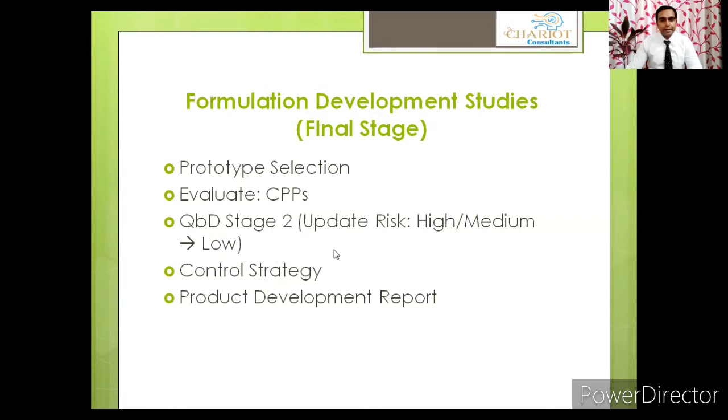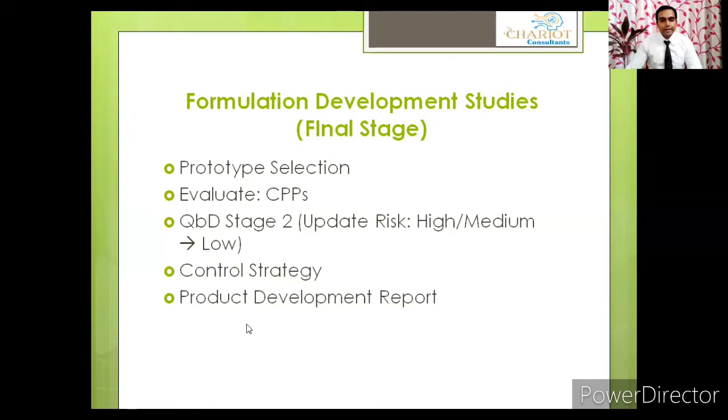And finally, you have to develop a control strategy, because based on your risk assessment on stage 1 and stage 2, whatever strategy you have taken, for example, you evaluated 3 particle sizes on dissolution, and based on your data you have found that if I go with this particle size, my dissolution is well within the acceptance criteria. So that will be your control strategy. Therefore, for each and every step there would be a control strategy in your hand, and you need to submit it in the product development report.